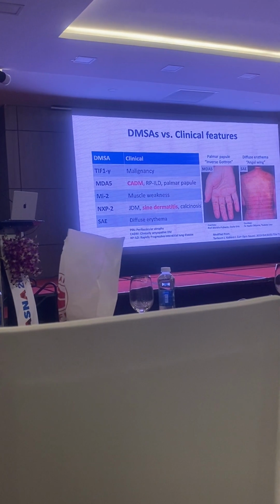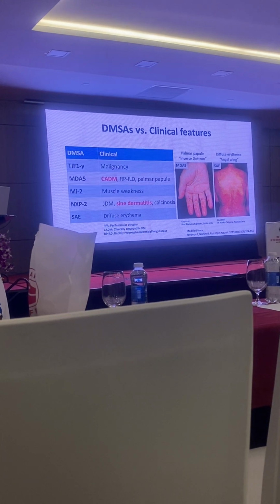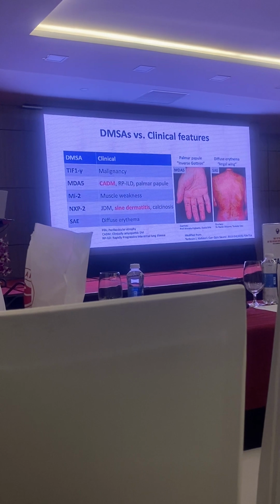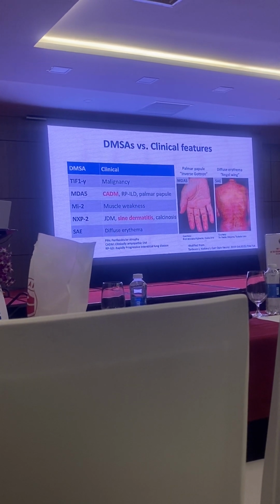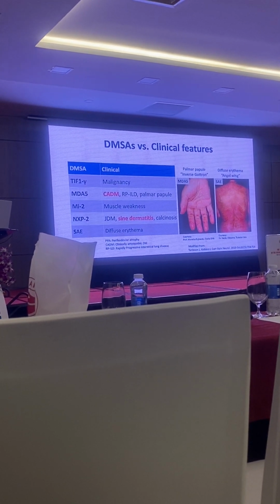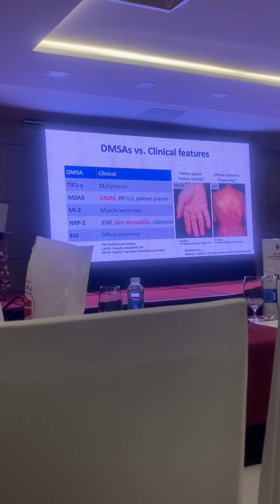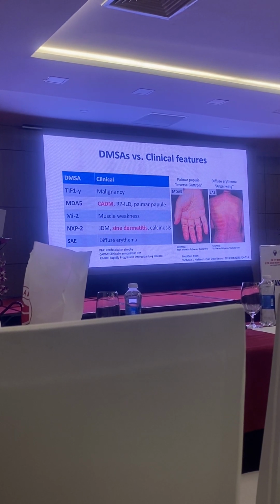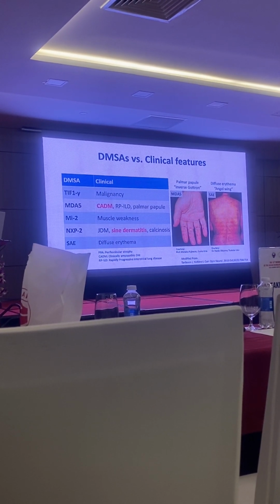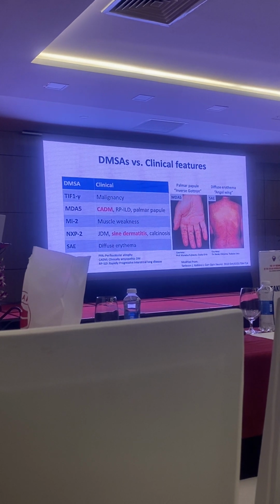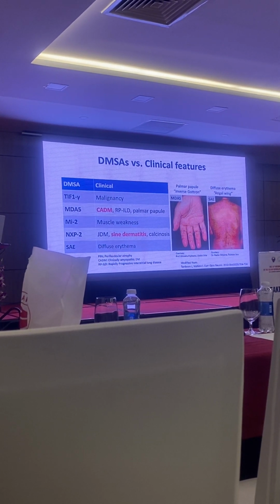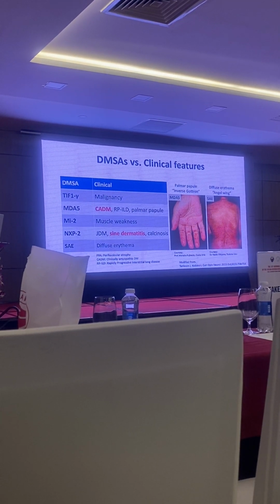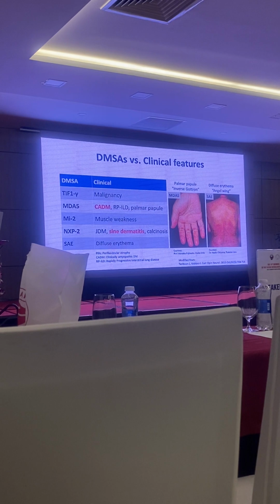Indeed, clinical features are different. For example, in TIF1-gamma positive adult cases, you really have to carefully look for malignancy. And MDA5 is often associated with CADM, which is clinically amyopathic dermatomyositis, meaning no muscle weakness but skin rash. But they also have rapidly progressive interstitial lung disease, and this is often lethal. If you don't do anything, patients die almost 100%.